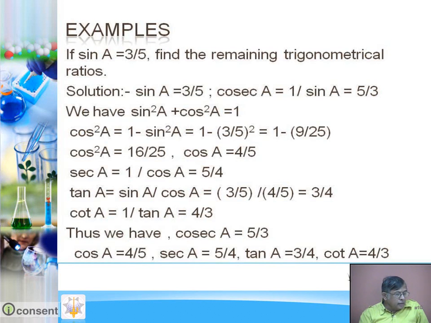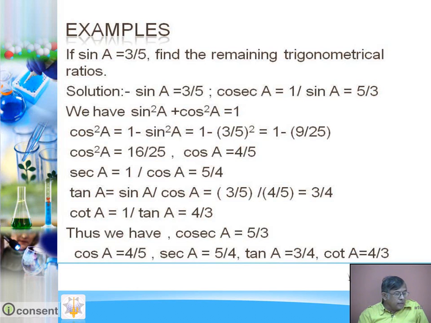Now we know the identity: sin square A plus cos square A equal to 1. Cos square A is equal to 1 minus sin square A. So 1 minus 3 by 5 raised to 2 means 1 minus 9 upon 25. Cos square A is equal to 16 upon 25. So cos A is equal to 4 upon 5. Now sec A is equal to 1 upon cos, so that it is a reciprocal of cos, means 5 upon 4.